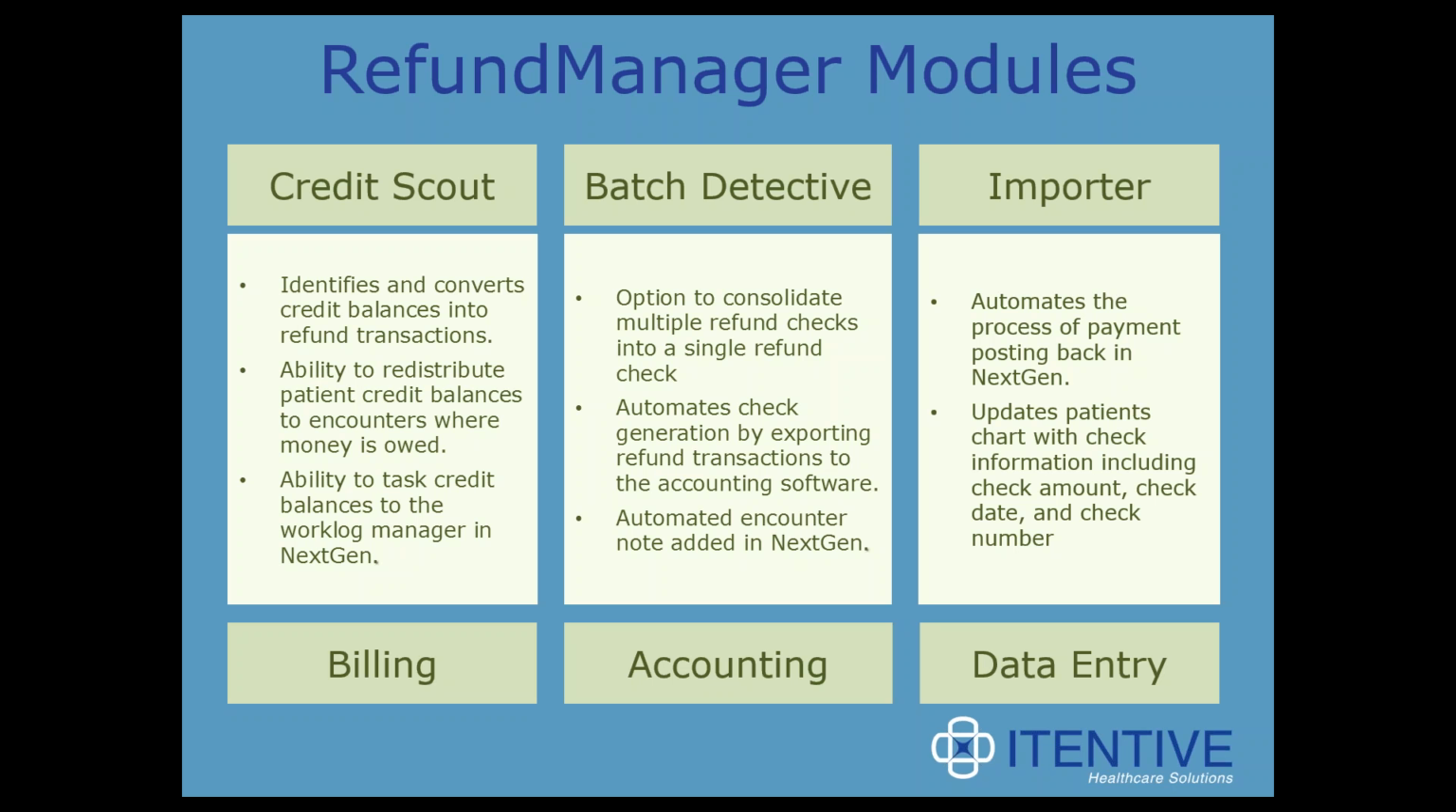The second module is the Batch Detective module, and that's the one used by the accounting side to bring the refund check information over to the accounting application. And then the third module is the Importer module, and that is the one that brings the check information after the checks have been printed, as far as the check number, check date, check amount, and updates the NextGen patient chart with that information. And you're going to see these 3 modules in the demonstration as we go through it.